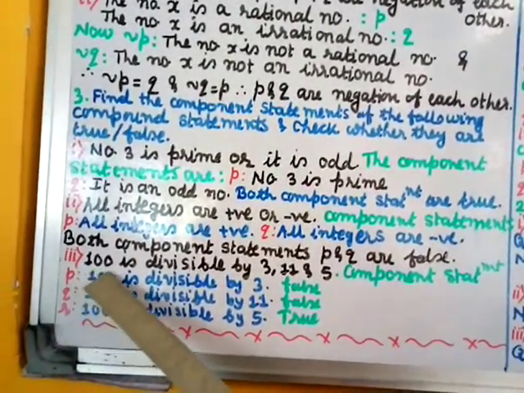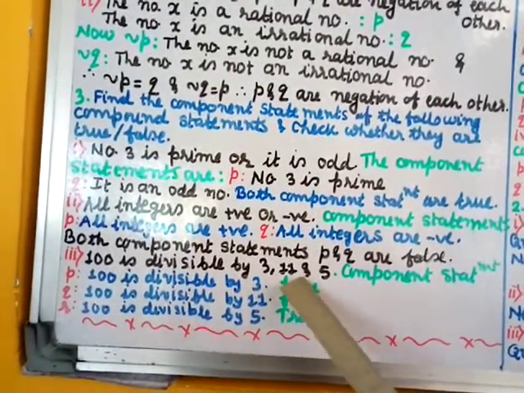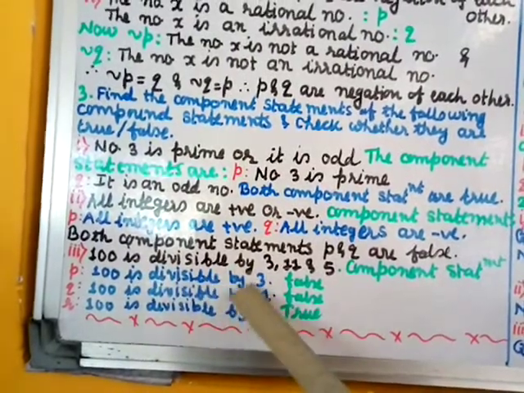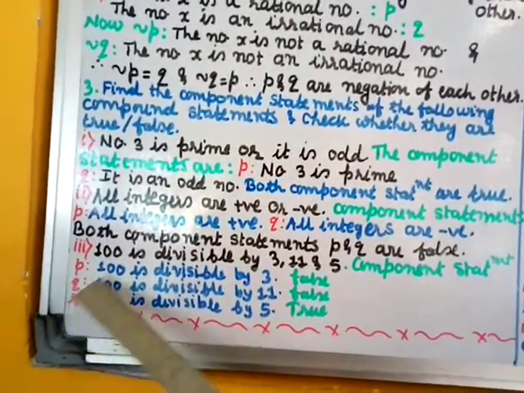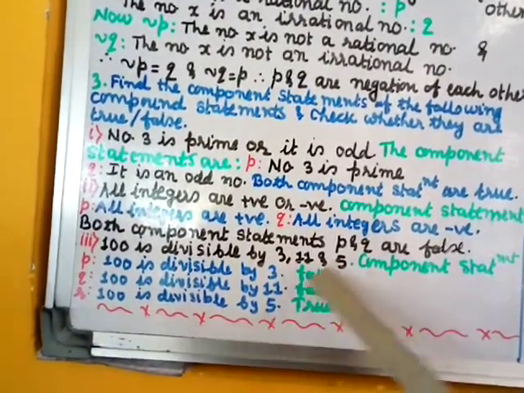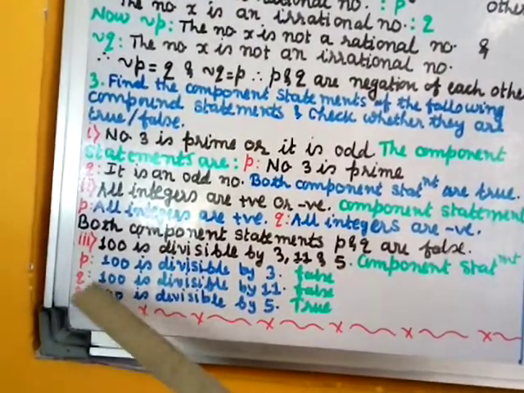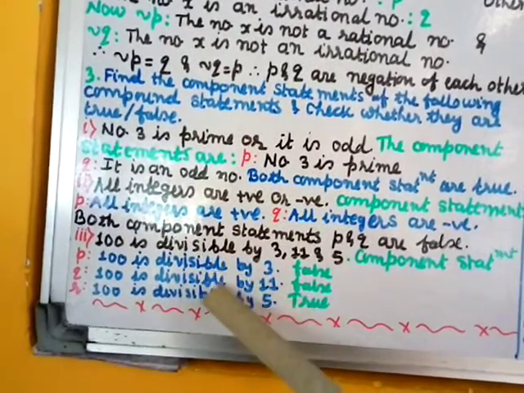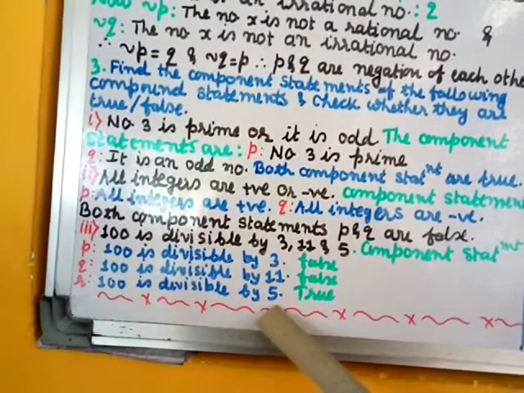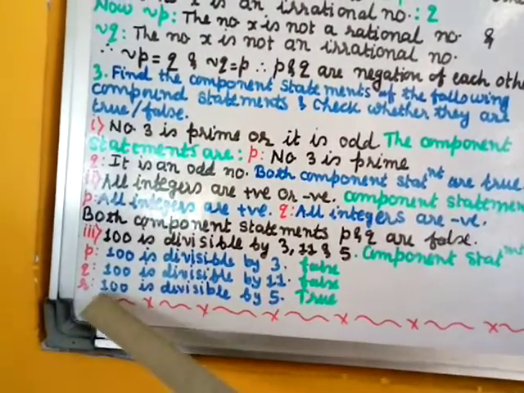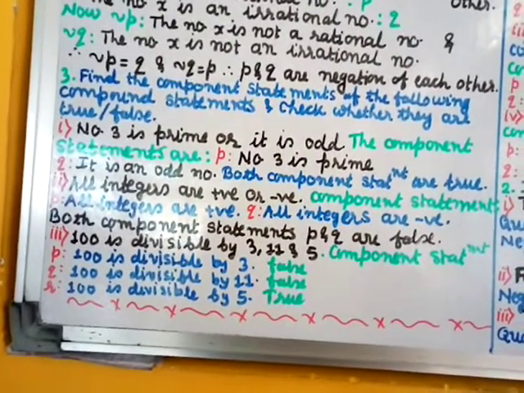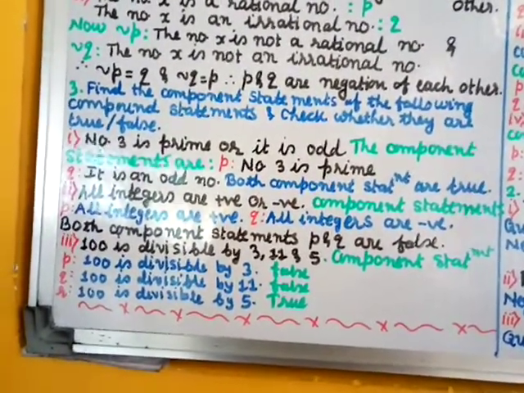Roman number 2: All integers are positive or negative. The component statements are: all integers are positive, that is P, and Q will be: all integers are negative. Both component statements P and Q are false, they are not true. Roman number 3: 100 is divisible by 3, 11 and 5. The component statements are: 100 is divisible by 3, that is P; Q is 100 is divisible by 11; R, 100 is divisible by 5. Now we know that 100 is not divisible by 3 and 11, so P and Q are false. And we know 100 is divisible by 5, so the third statement R is true. We will keep this much for today. Here we end exercise 14.2. Thank you very much.